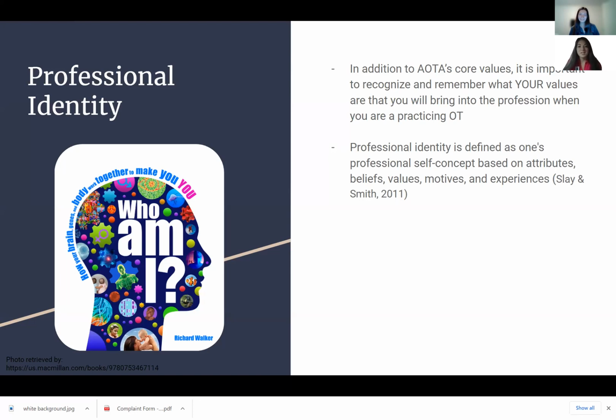Okay, so the next portion is professional identity. So in addition to the 7 core values that we just discussed through AOTA, it is important to recognize and remember that you have your own core values that you've had for years that you will be bringing into the profession when you are practicing OT. So professional identity is actually defined as one's professional self-concept based on attributes, beliefs, values, motives, and experiences.